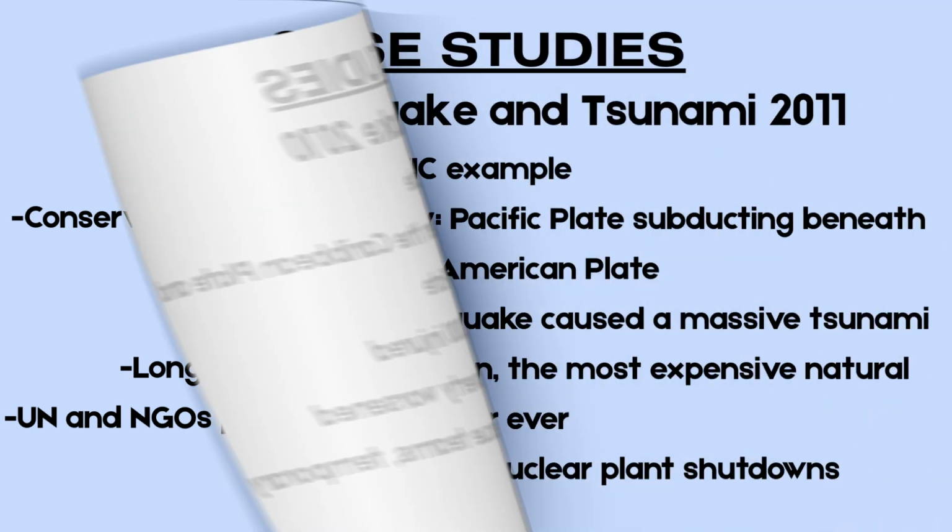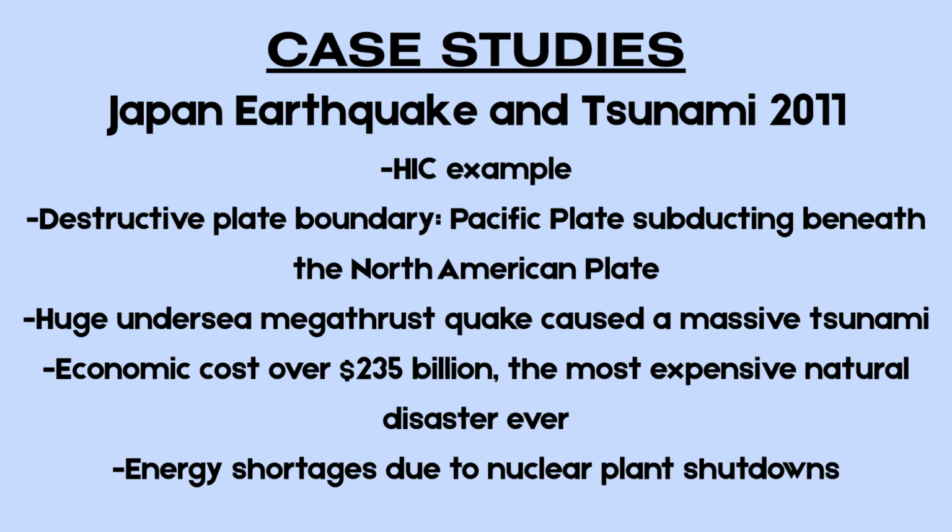The Japan earthquake and tsunami of 2011 occurred on a destructive plate boundary where the Pacific plate subducts beneath the North American plate. A huge undersea megathrust quake caused a massive tsunami. There were economic costs of over $235 billion, meaning that this was the most expensive natural disaster ever. There were energy shortages due to nuclear plant shutdowns.